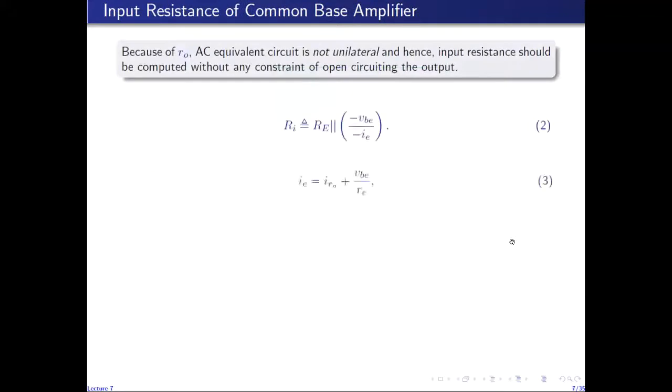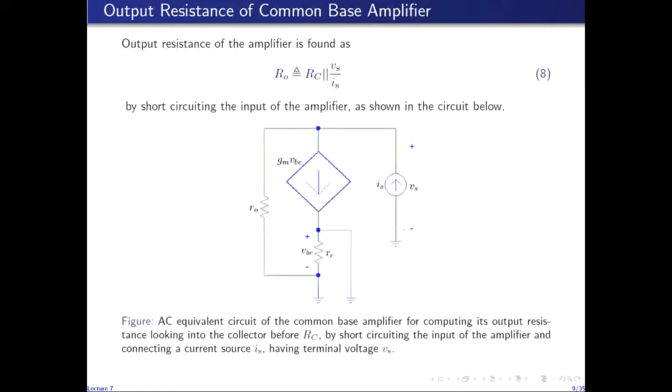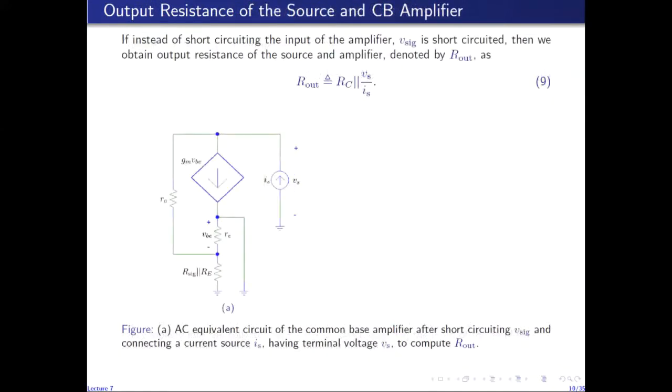So the reduced AC equivalent circuit to find R out is shown by this diagram here. So in this diagram, like I said, R out is RC in parallel with the resistance seen looking into the collector, excluding RC. So we connect a current source with the collector terminal between collector and ground. And like I said, the emitter is not at ground anymore. Instead, there is a resistor with equivalent resistance R sig in parallel with RE connected between emitter and ground.